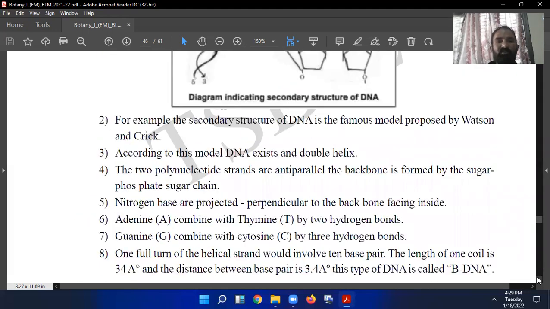These are the main points regarding how nucleic acids exhibit secondary structures. I explained three questions in this session. Everybody should learn these three questions yourself, and thank you.